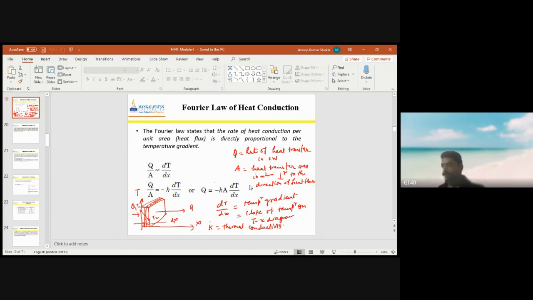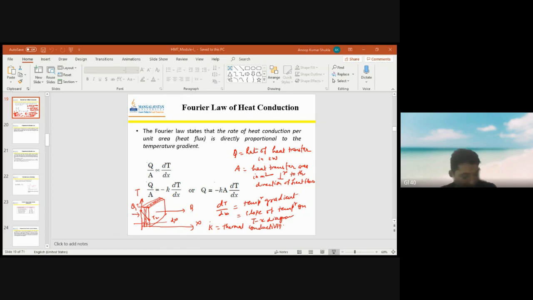So in the last class we discussed the Fourier law of heat conduction that relates four parameters: heat transfer rate, temperature gradient, cross section area, and thermal conductivity. So Fourier law states the rate of heat conduction per unit area is directly proportional to the temperature gradient.